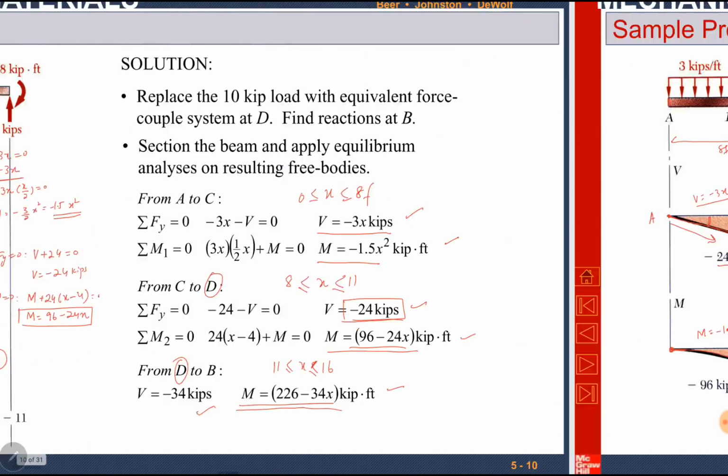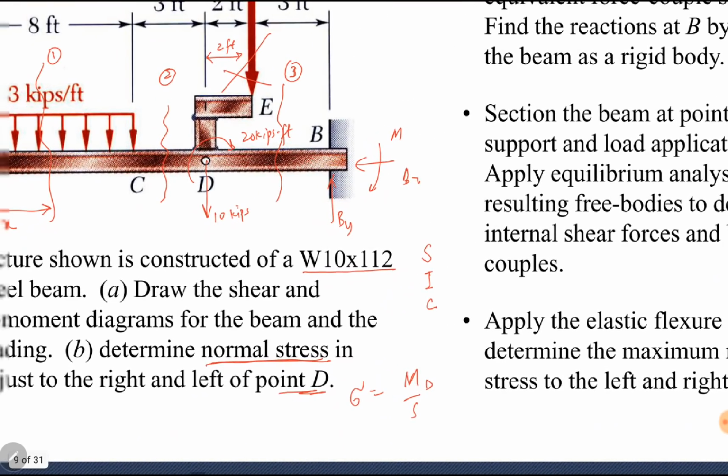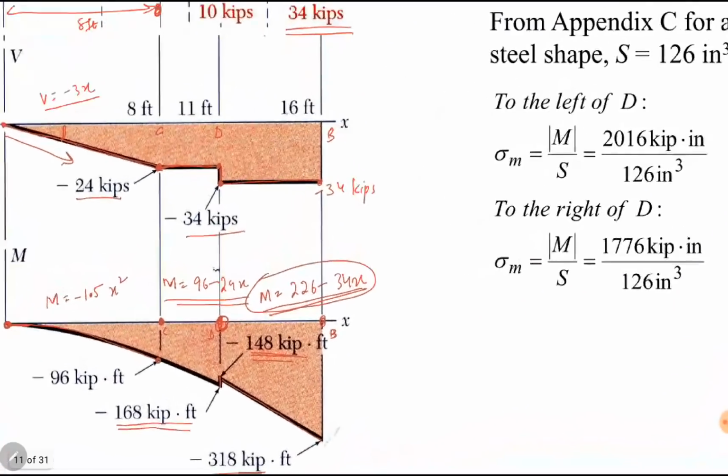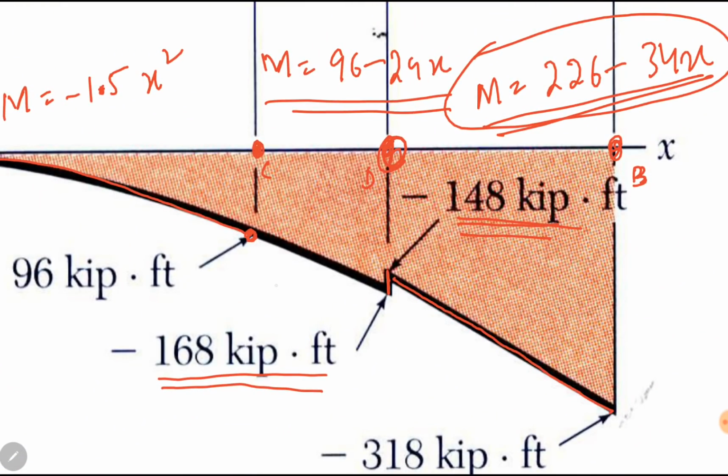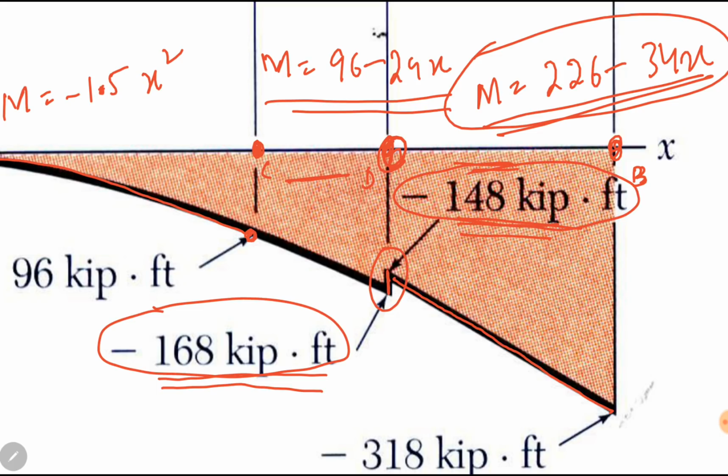In the second part, we were asked to find normal stress just to the left and right of the point D. So here is the bending moment diagram, and this is the left side of the point D and this is the right side of the point D. So section CD is on the left and section DB is on the right. On the left, we have a different value of bending moment, and on the right we have a different value of bending moment. So the immediate left and immediate right of point D have different bending moment values.